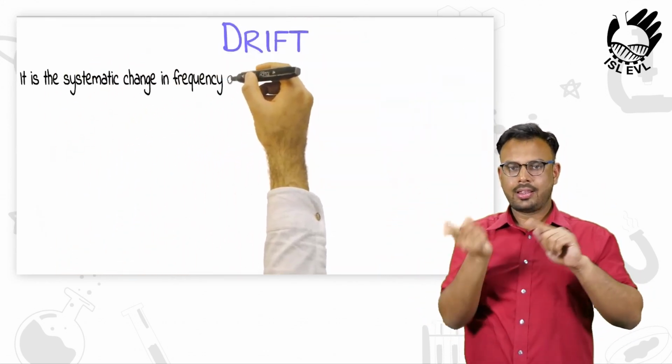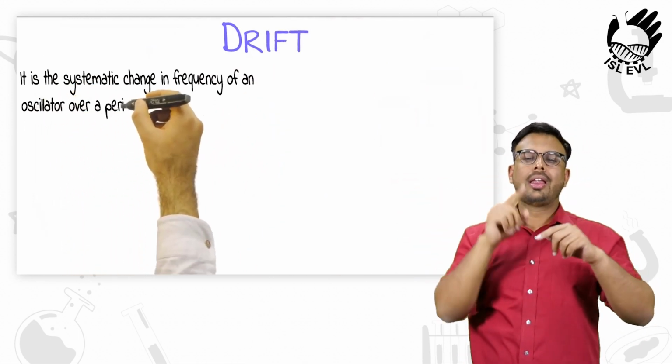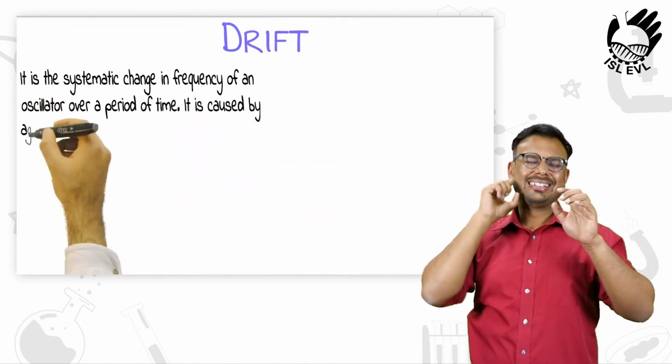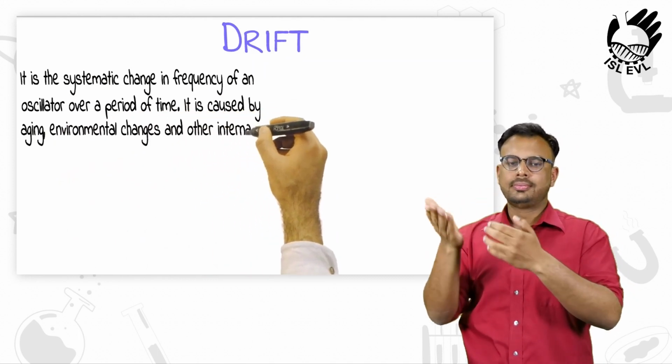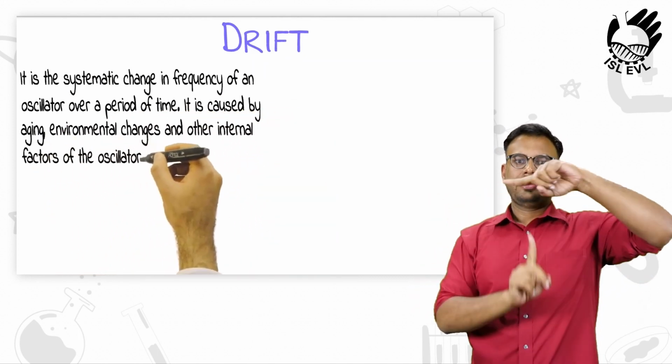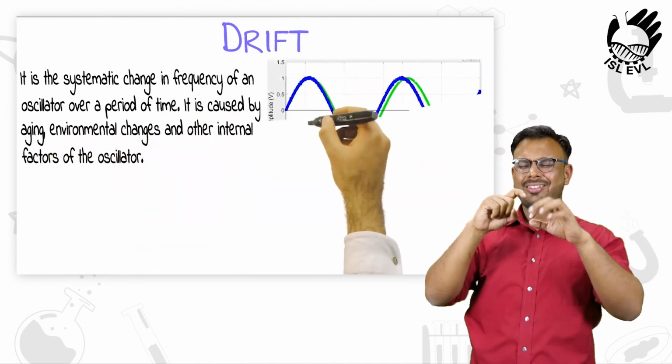Drift. It is the systematic change in frequency of an oscillator over a period of time. It is caused by aging, environmental changes and other internal factors of the oscillator.